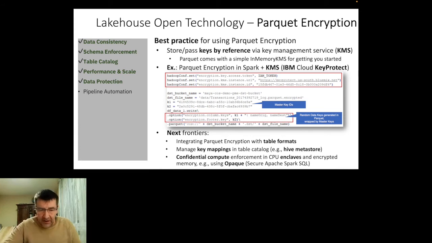And finally, I want to call out the integration with confidential compute so that you can really ensure and enforce that decryption of this column is only possible in a certain CPU enclave. There are also interesting projects that you should follow, like Opaque, which does exactly that for Spark and Spark SQL.